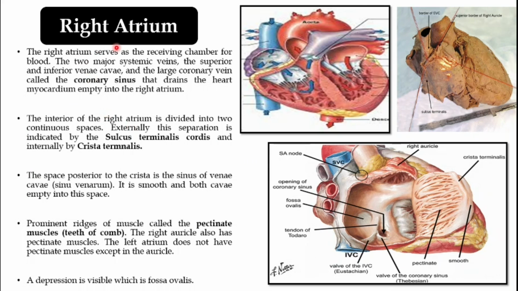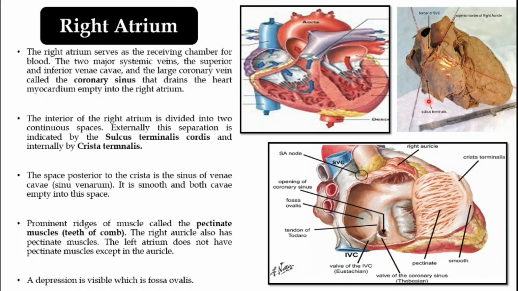So first we will talk about the right atrium. This is the right atrium of the heart. The right atrium receives the deoxygenated blood from the body through the superior vena cava and the inferior vena cava. So the right atrium is the receiving chamber for the blood. So this is the right atrium of the heart.